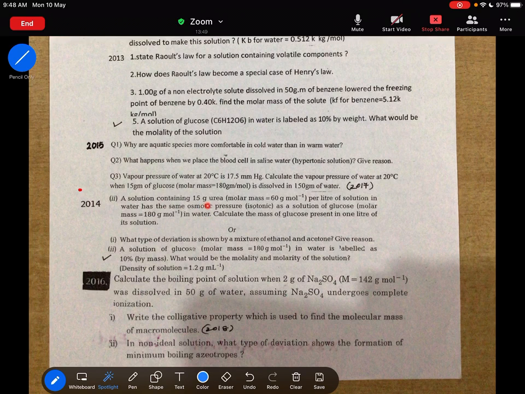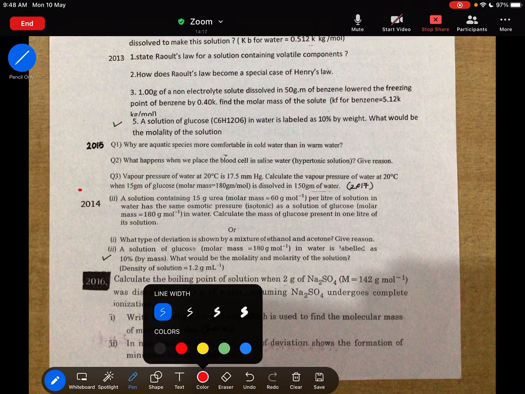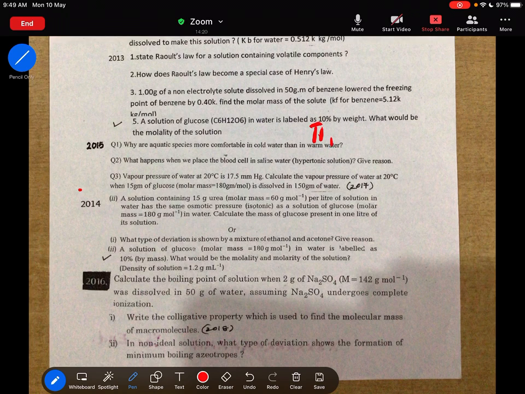Once again, a solution containing 15 gram of urea, molar mass is given, per liter means 1000 ml of solution in water has the same osmotic pressure as a solution of glucose in water. Calculate the mass of glucose present in 1 liter of its solution. So osmotic pressure is the same. That means pi 1 is equal to pi 2. And that volume is also 1 liter, so volume is the same. R is the same. Temperature is the same.